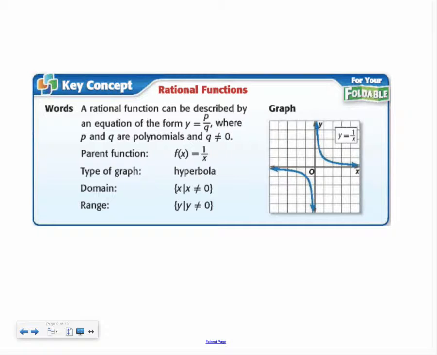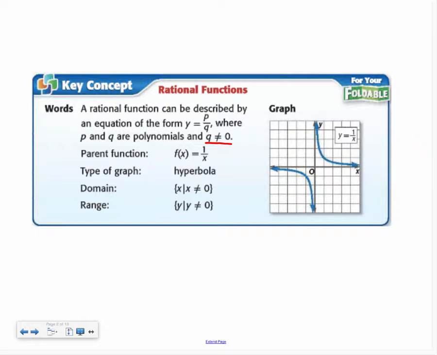A rational function can be described by an equation of the form y equals p over q, where p and q are polynomials and q does not equal 0. That's a very important thing. Q cannot equal 0, so your denominator cannot be equal to 0.